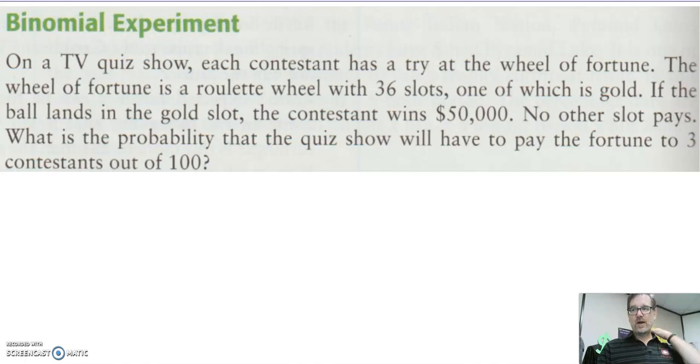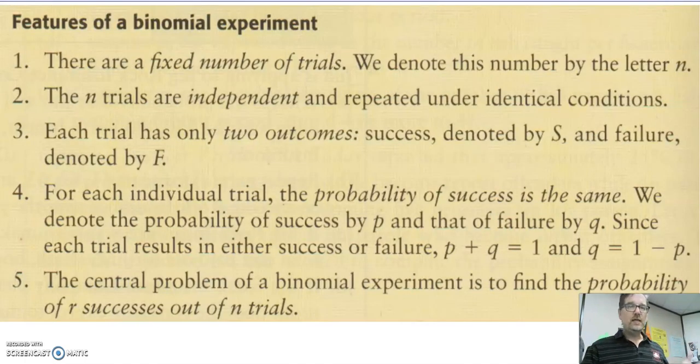All right, so let's talk about why this is a binomial experiment. In your notes, you'll notice that I've left some blanks for you to fill in. So it meets these requirements. First off, there are a fixed number of trials. That is the letter N. The letter N stands for the fixed number of trials. How many times are we spinning the wheel?